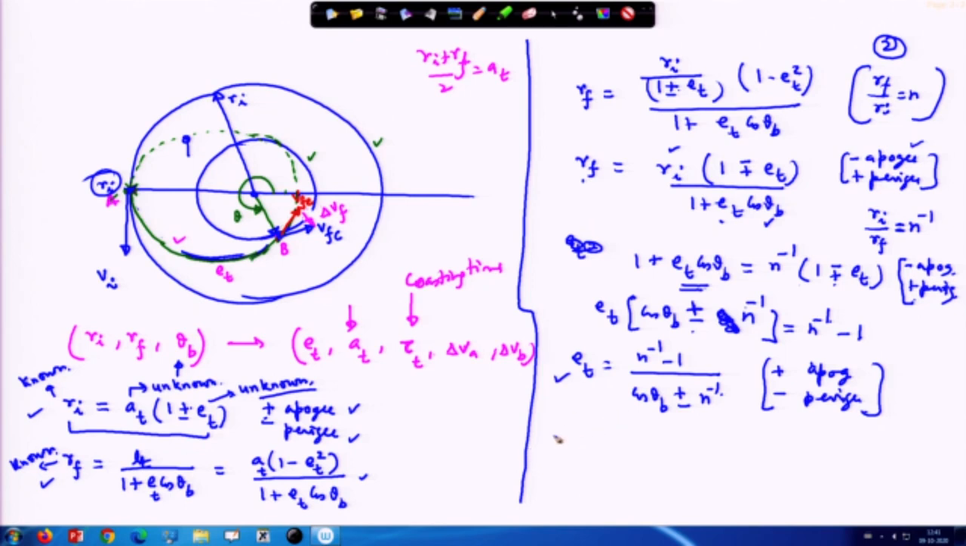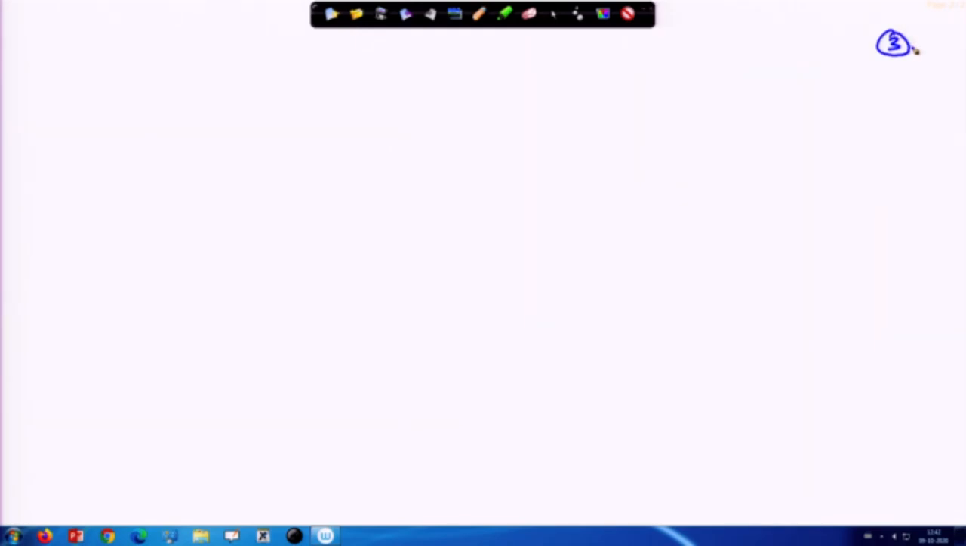So, this way E_t is known. Once E_t is known, therefore, A_t can be calculated, A_t equal to R_i divided by 1 plus minus E_t, where plus is for apogee and minus is for perigee. So, this way A_t is known for the transfer orbit. So, this exercise we need to do, and we have to take care that here in the denominator the quantity does not become 0. If that happens, then you can immediately see that your E_t becomes infinite. Okay. So, this is not a defined case. So, we have to take care of that particular thing.